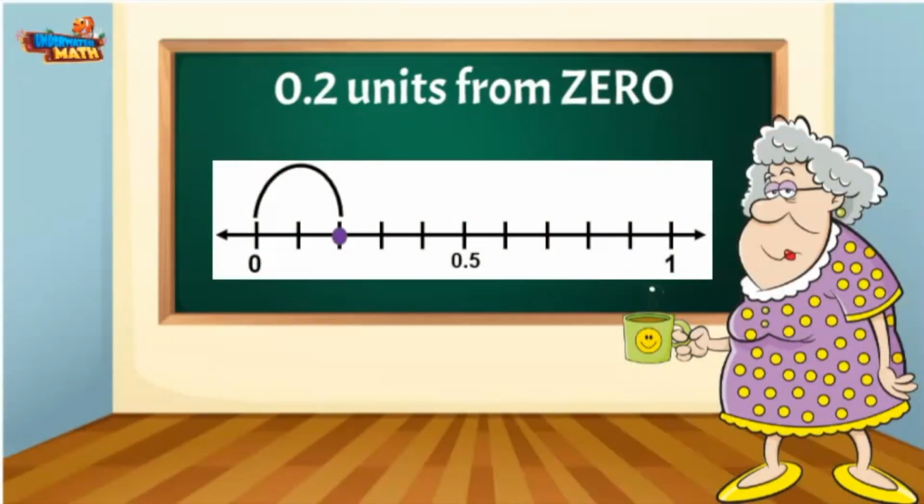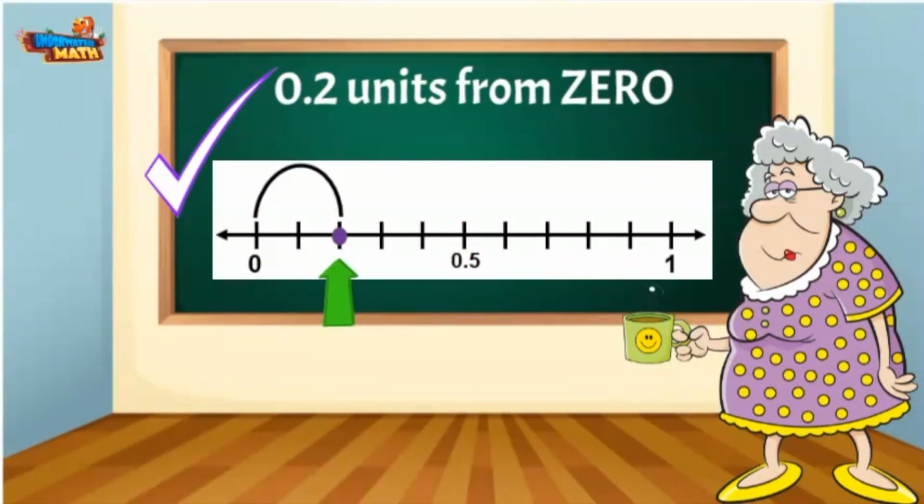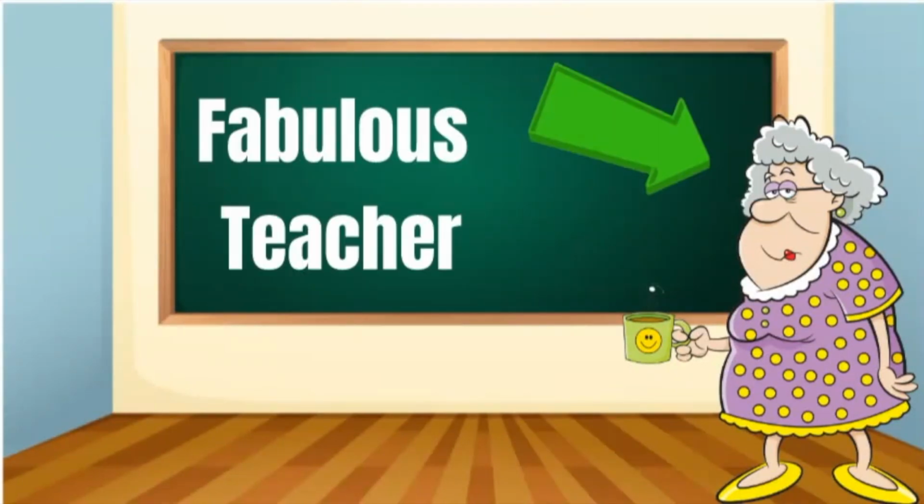Now look at that. The point is 2 tick marks away from 0, representing a distance of 2 tenths. We finally found one. Honestly, I was about to give up. Well, this fabulous teacher is done teaching for today. Class dismissed.